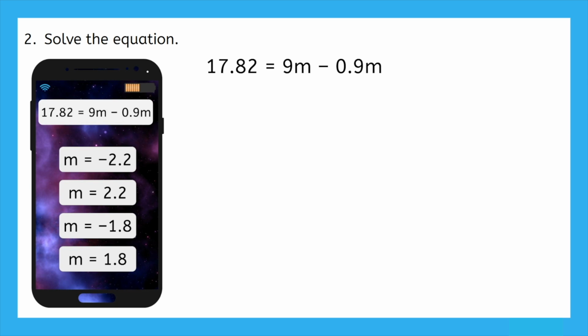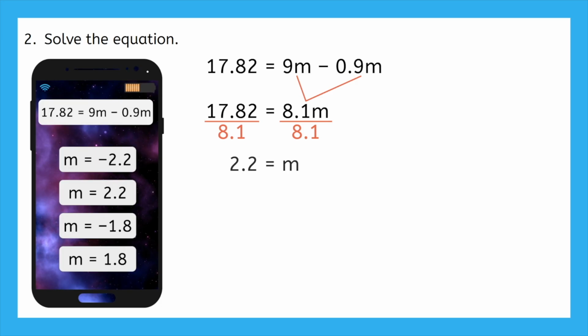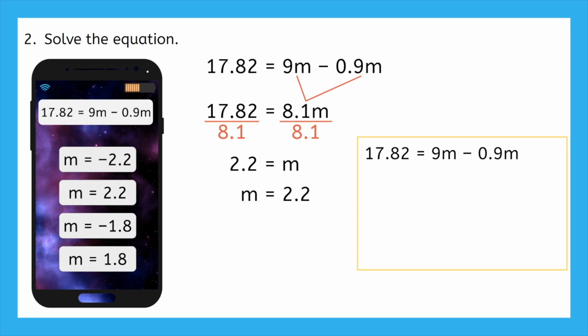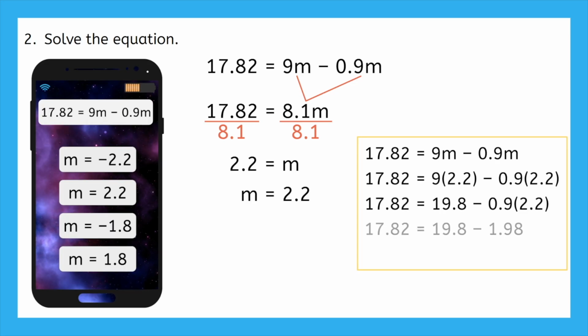Check your work. In this equation, there are two m terms on the same side of the equal sign. So we have to simplify that side of the equation before we can isolate the variable. What do we get when we do that? Yeah, 17.82 equals 8.1m. Now we have a one-step equation left over, and we can divide both sides by 8.1 to get 2.2 equals m, or m equals 2.2. We can't forget to check our solution, though. When we substitute 2.2 for m in both places and evaluate the right side of the equation, it checks out.